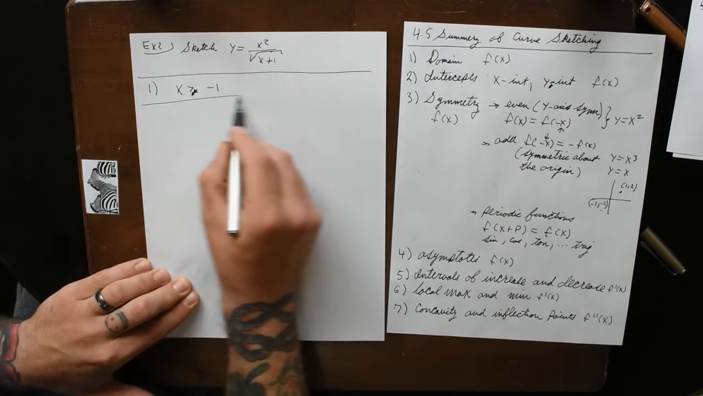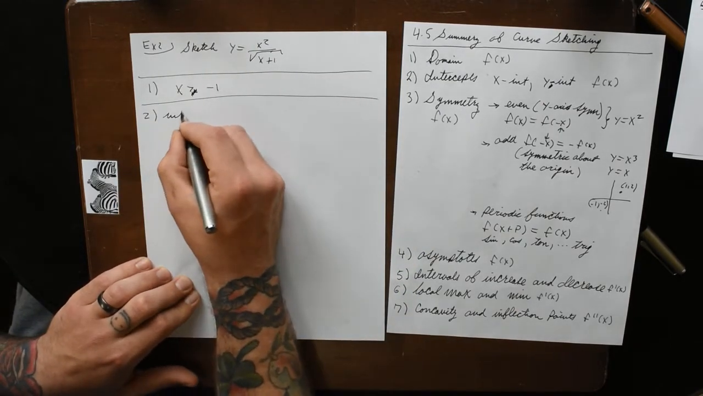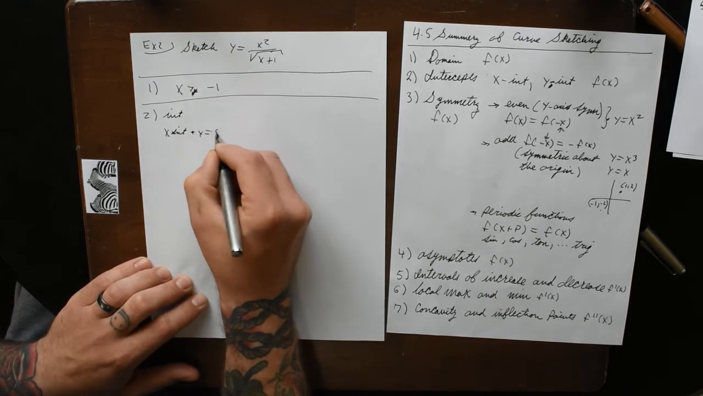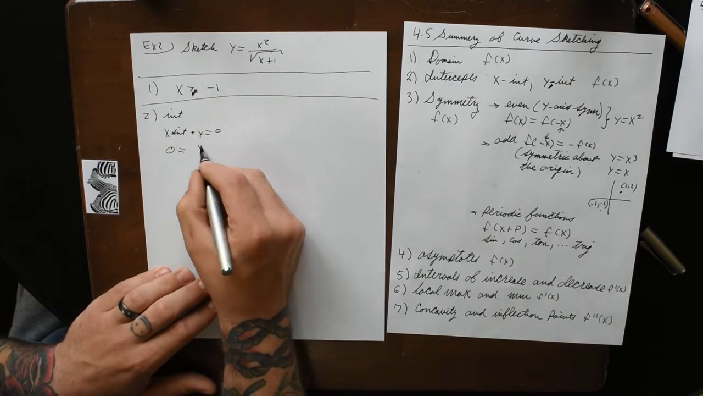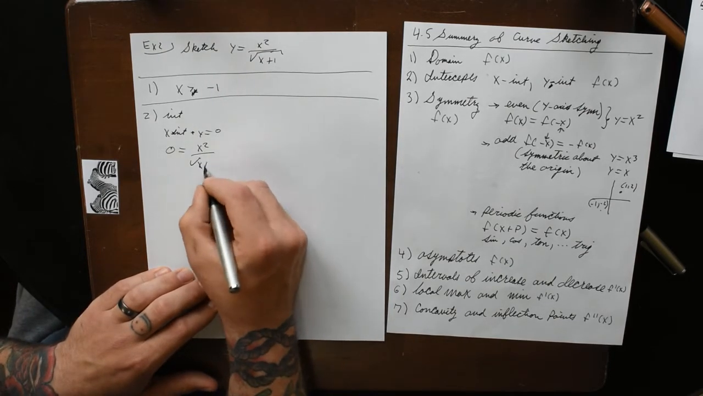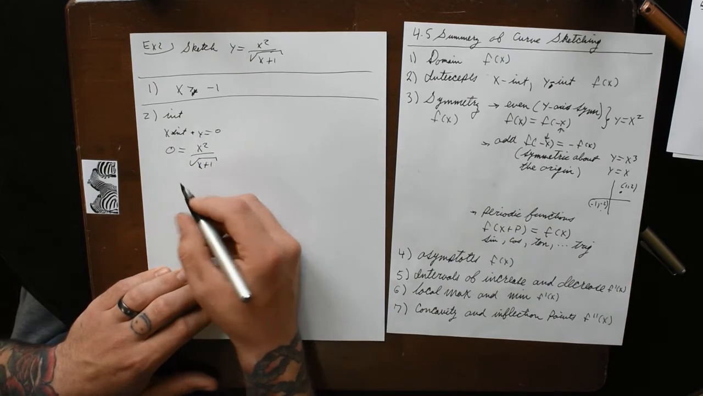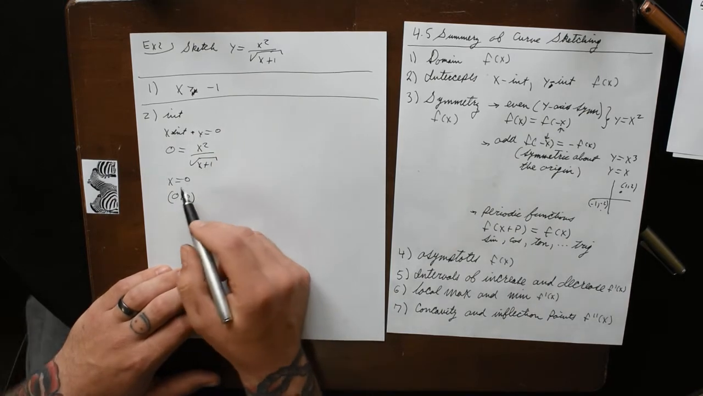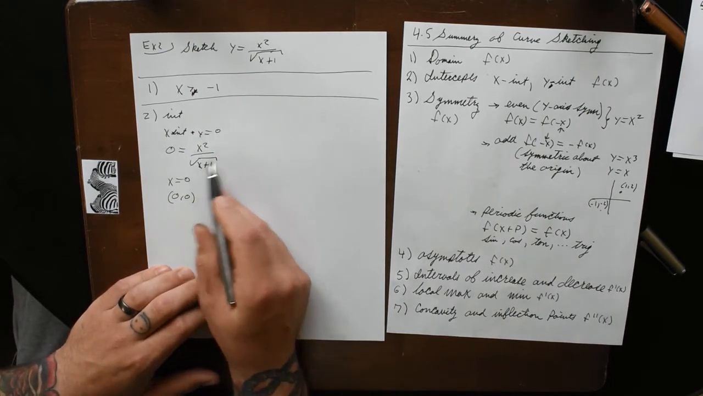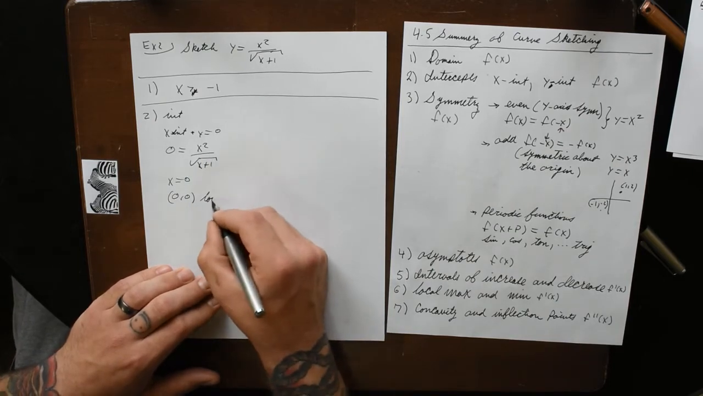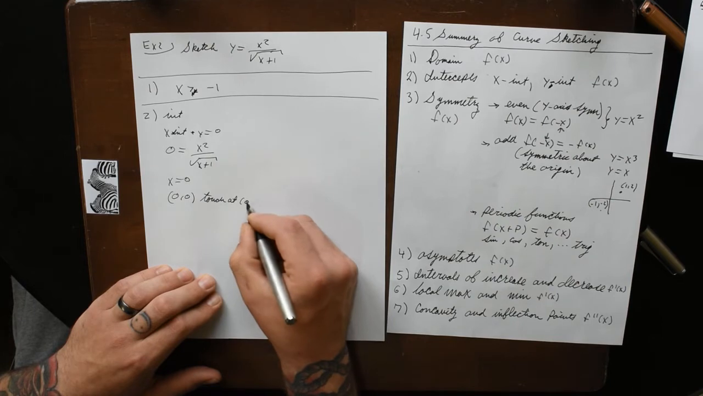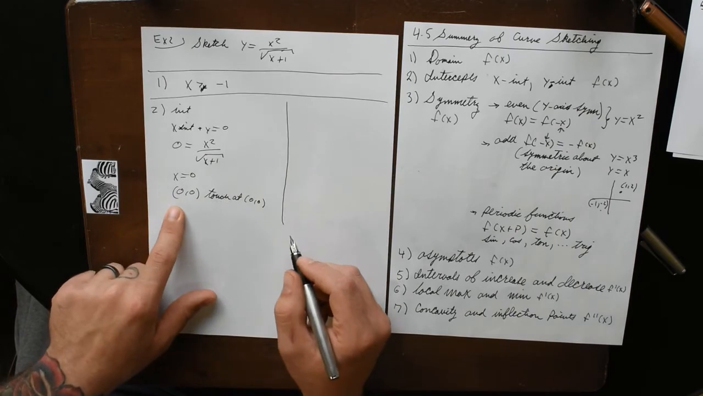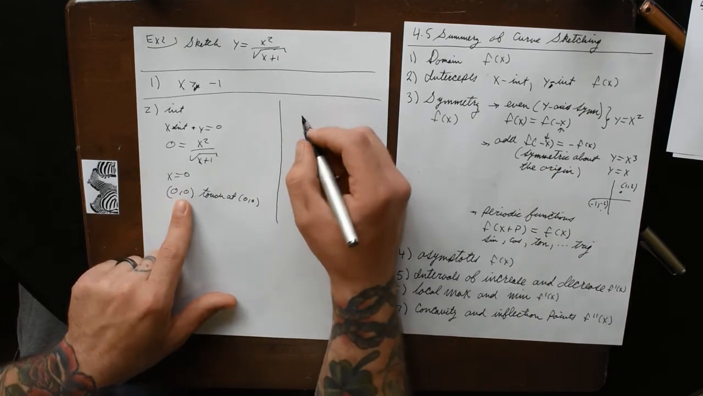For 2, for our intercepts, for our x-intercept, that means y is equal to 0, and we get 0 is equal to x squared over the square root of x plus 1. That can only happen when x is equal to 0. So we get the point 0, 0. Once again, 0 is a zero of multiplicity 2. We're going to touch at 0, 0. Our y-intercept, well, if we're going to cross at 0, 0, 0 is going to be our y-intercept as well.